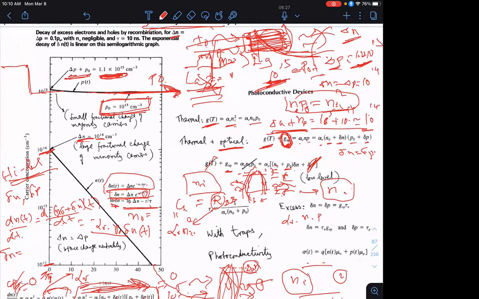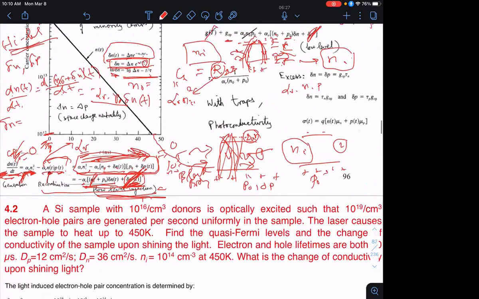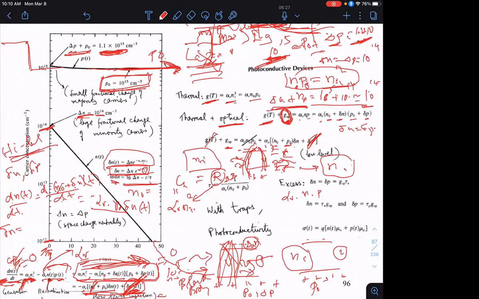Okay, let me just summarize what I've described so far. What I'm trying to solve for is the problem of carrier concentrations that are created by laser light shining on a piece of semiconductor, where I turn off the laser light at time equal to 0. And I want to study the decay of the minority carrier electrons in this case as a function of time, as well as the decay of the majority carrier holes as a function of time. Holes are the majority carrier because my problem statement states that I start with a p-type semiconductor doped at 10 to the 15.